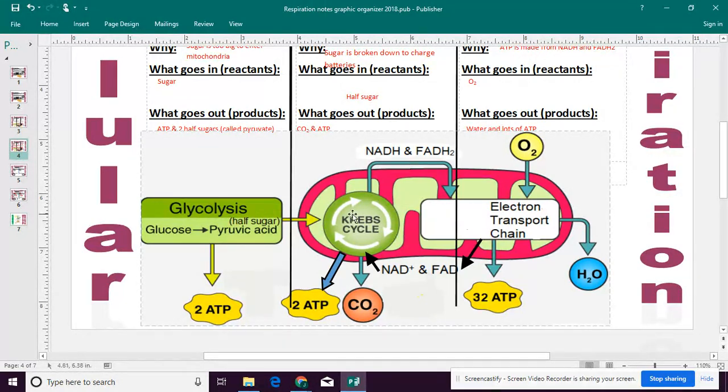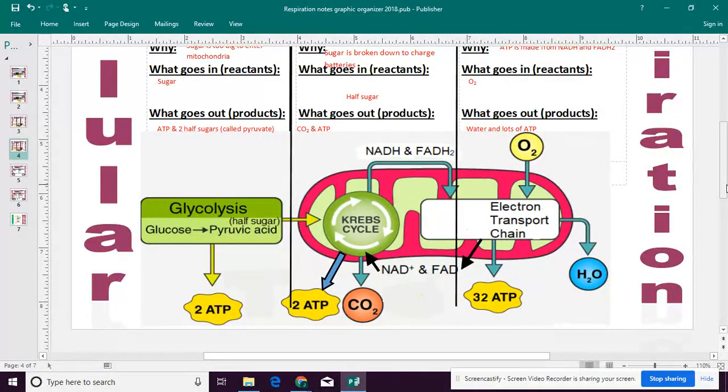Okay, so in the Krebs cycle, energy is given off by breaking down the half sugar, and it's going to charge these batteries, the wrong batteries. But in step 3, we're going to use the fully charged wrong batteries to charge the right battery, which is going to be ATP.